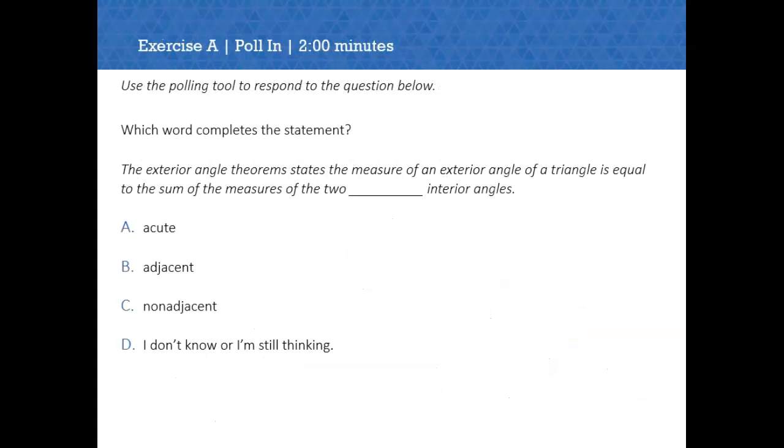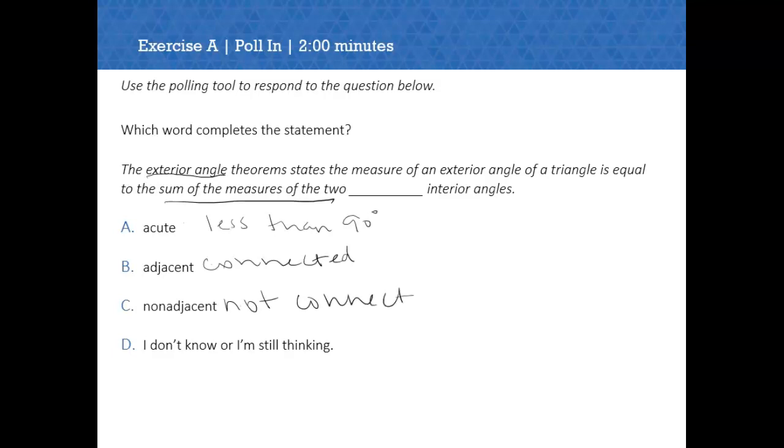Which word completes the statement? The exterior angle theorem states the measure of an exterior angle of a triangle is equal to the sum of the measures of the two acute, adjacent, non-adjacent. So acute means less than 90 degrees. Adjacent means it's connected. So it would be connected to that exterior. Non-adjacent is not connected.